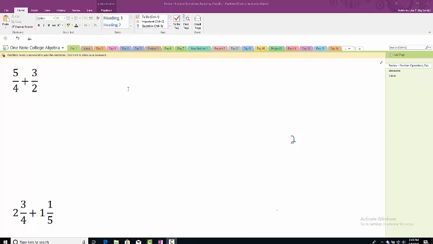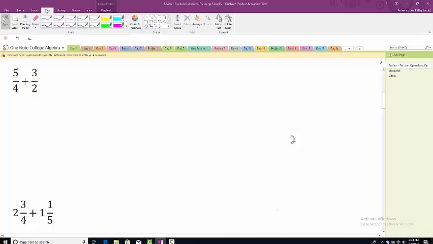Okay, let's do another one. So again, we're adding fractions, so we need a common denominator. We start with the larger denominator, which is 4, and 2 does go into 4, so 4 is our common denominator. The first fraction, the denominator didn't change, so neither does the numerator.